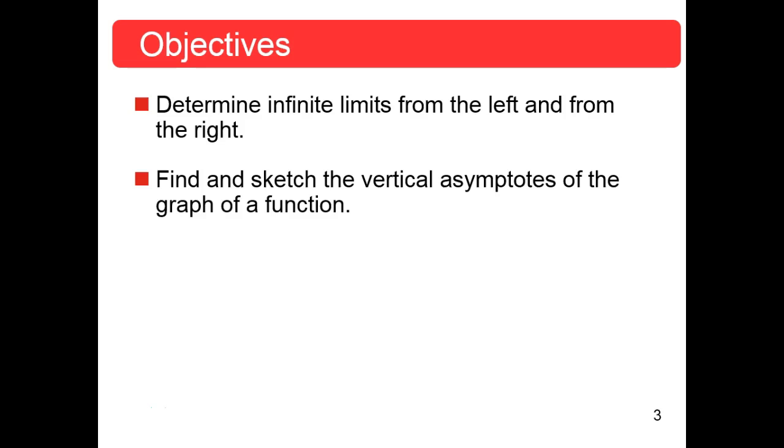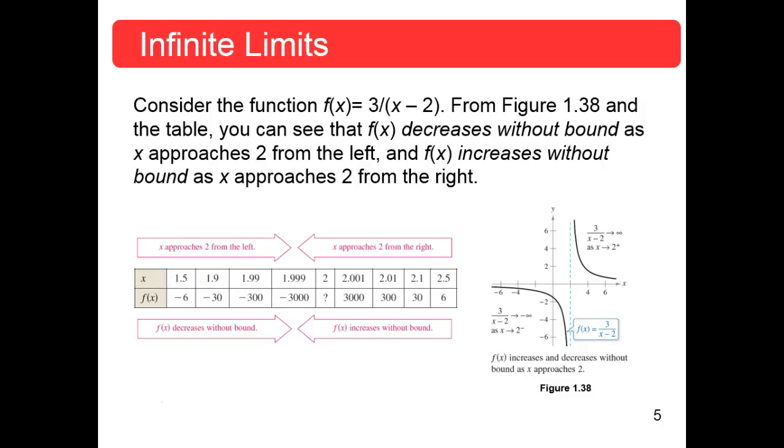Determine infinite limits, even though that doesn't make sense, from the left and from the right. Find or sketch the vertical asymptotes. Now that makes sense of the graph of a function, okay? So for the purpose of vertical asymptotes, we're going to do this. But again, to me, this is a stupid use of phraseology, infinite limits, though all calculators use it. It just seems crazy. Consider the function f of x is equal to 3 over x minus 2. Okay? What would be the problem with that?